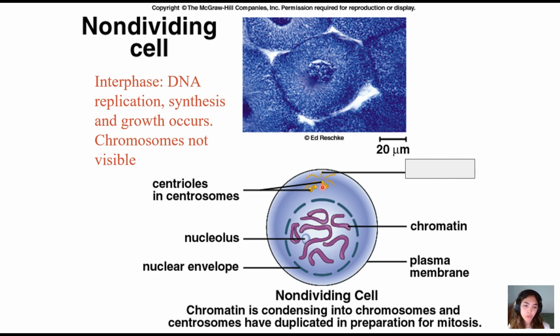Centrioles, these are the little things here. This is where our spindle fibers are generated from. And they are what control the contraction of the spindle fibers during anaphase, when they're pulling apart those sister chromatids. So for our non-dividing cell, chromatin is condensing into chromosomes. This is where they're starting to wind up around those histones and becoming chromosomes. And the centromeres have duplicated in preparation for mitosis. So even though this is not an official stage of mitotic division, stuff does occur here to prepare for that stage.